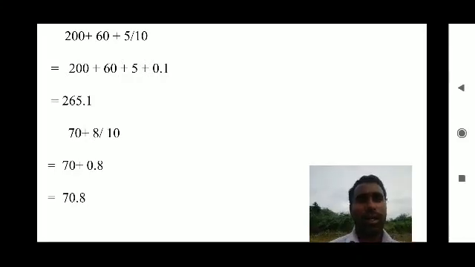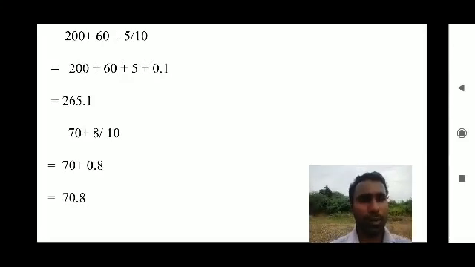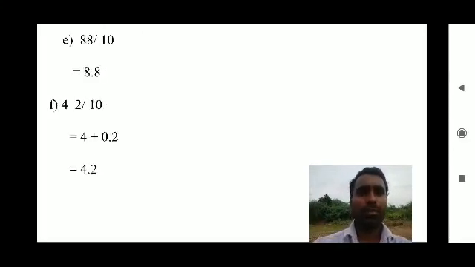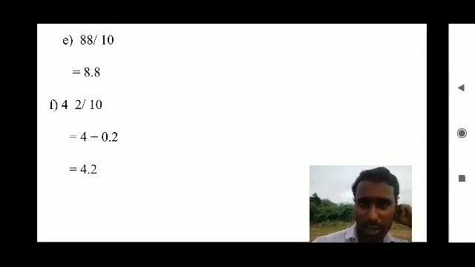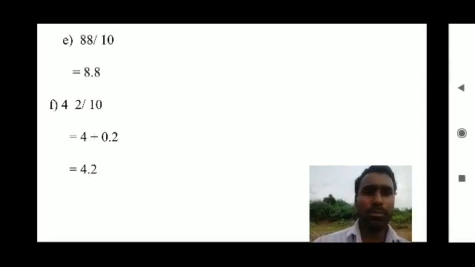Okay students, so shall we move to the next one? 70 plus 8 by 10. So 70 plus 8 by 10, for 10 here 1 0, 1 point, so 70 plus 0.8, 70.8. Okay, shall we go to the next one? So 88 divided by 10. So 88 divided by 10, for 1 0, 1 point, so 8.8 will come.